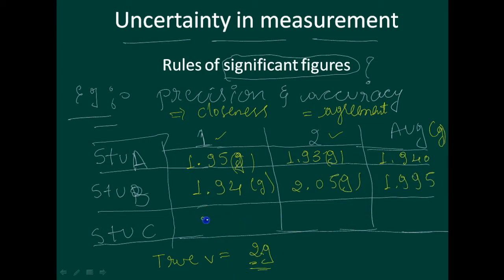Student C is measuring 2.01 and 1.99, so he is getting an accurate 2. The averages are very close to each other for the 2 gram, but what we get here is called an accurate result. When the theoretical value and the practical value are matching, you can say that it is an accurate value.